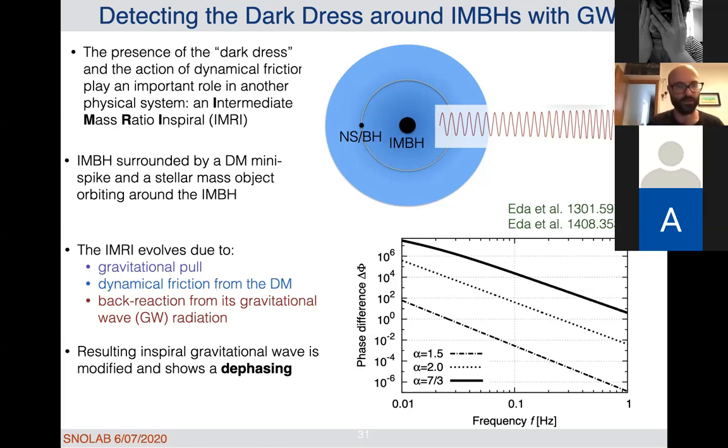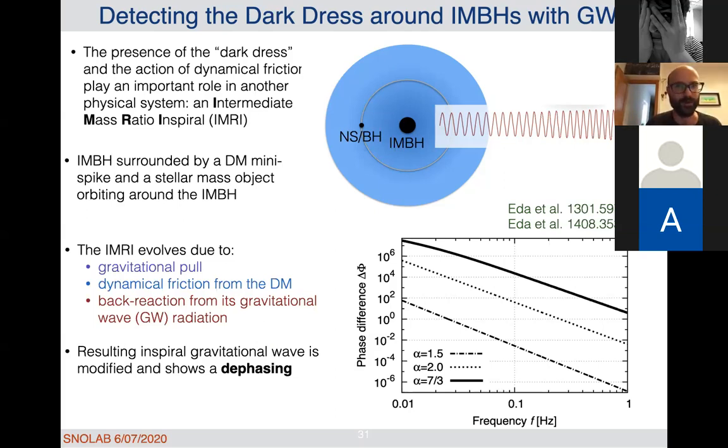So what are the ingredients of this system? What are the forces at work? Of course you have the obvious gravitational attraction between the two objects, but you also have the back reaction from gravitational wave radiation: since you're emitting gravitational wave radiation, you have a back reaction in the system.